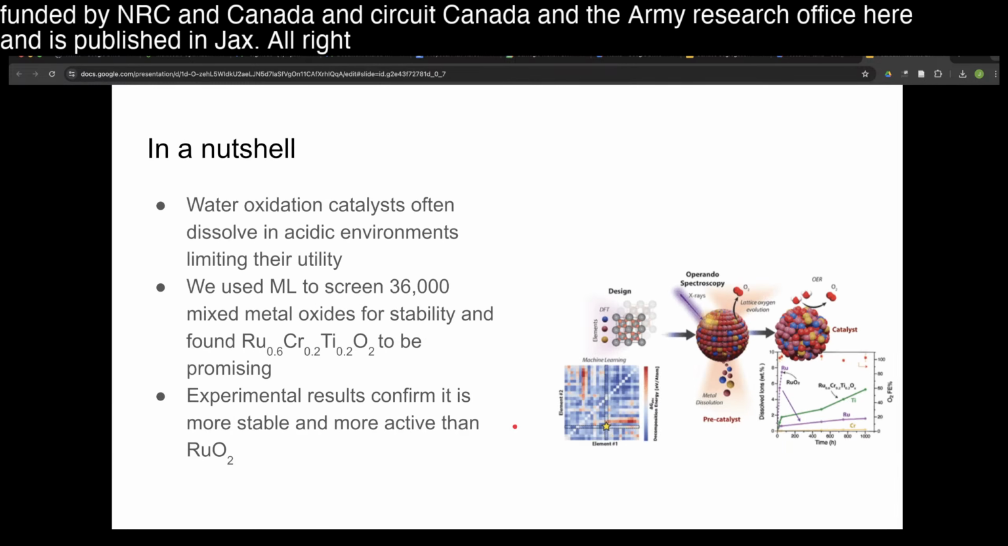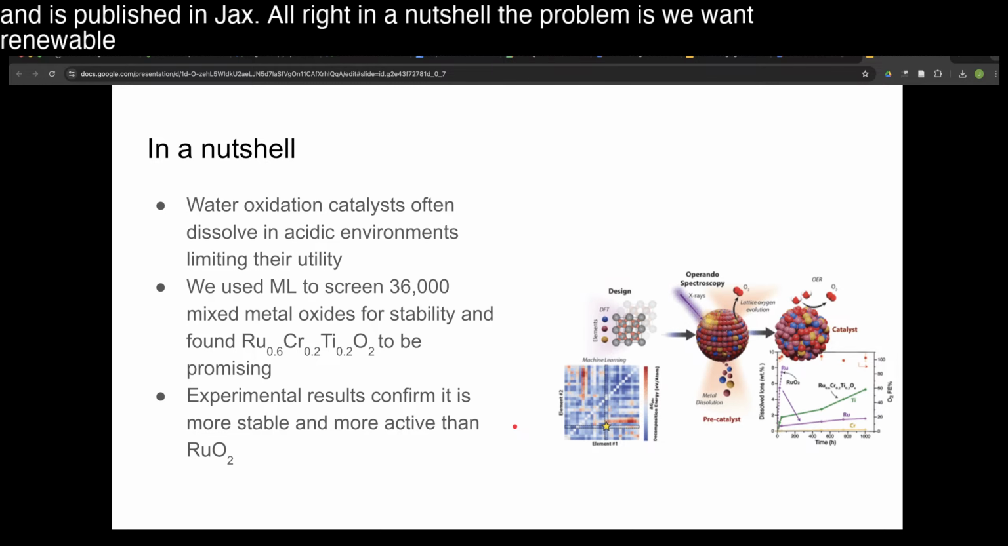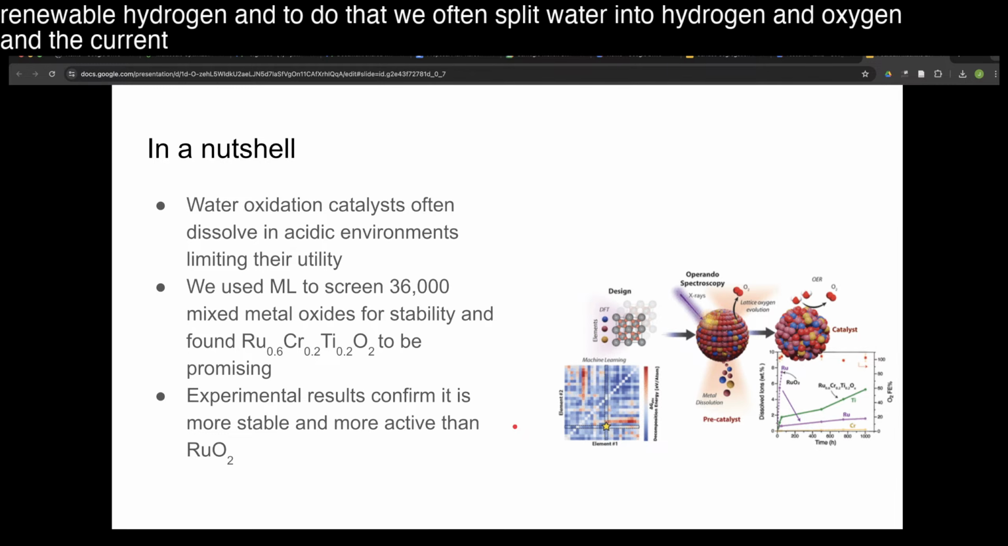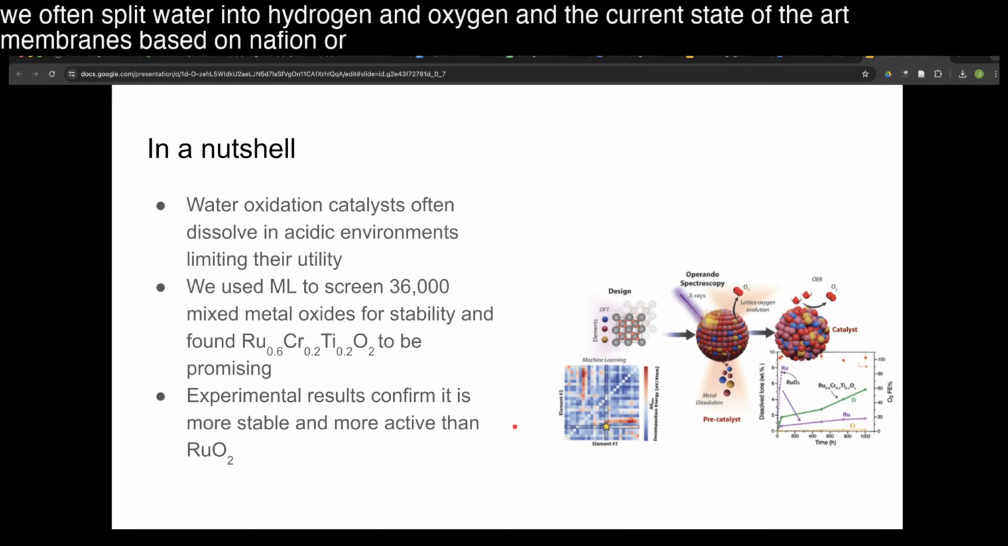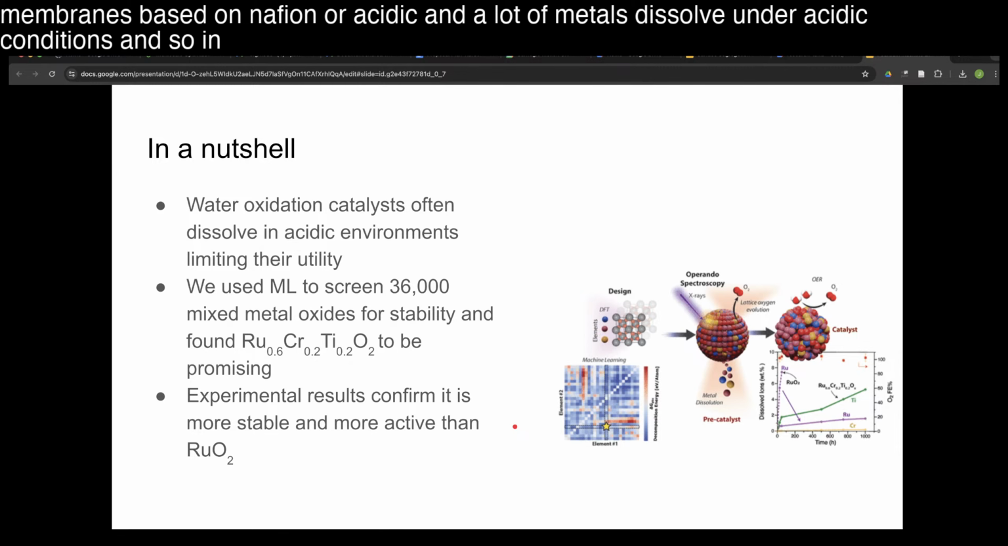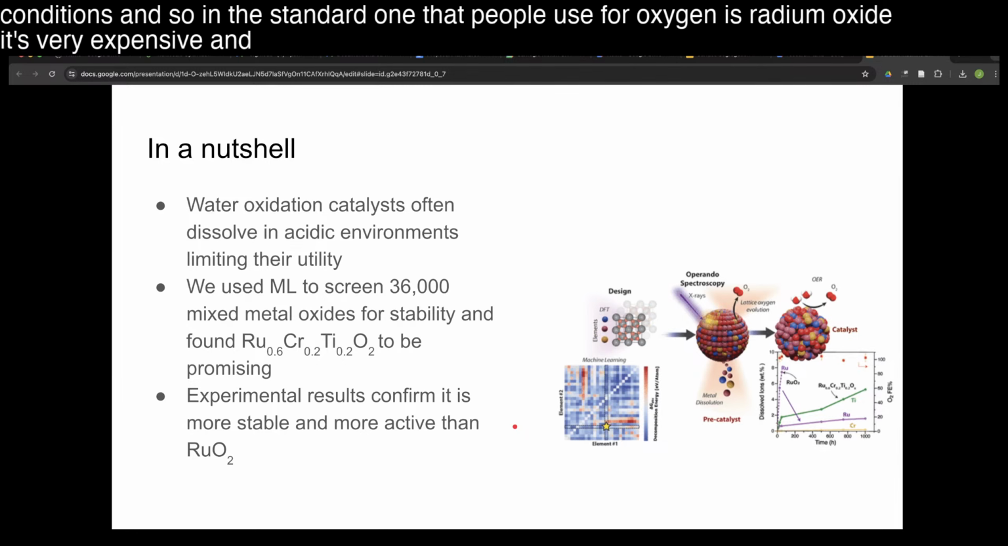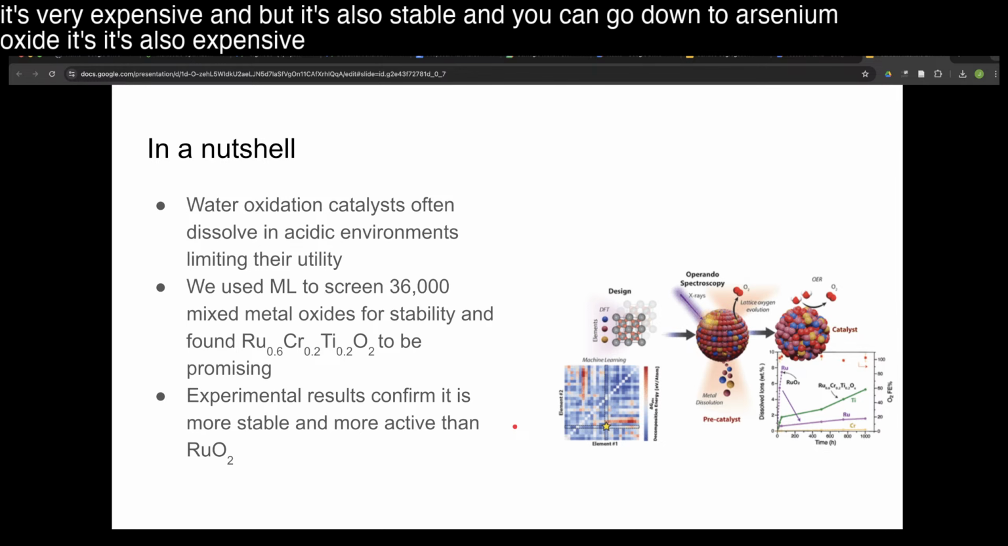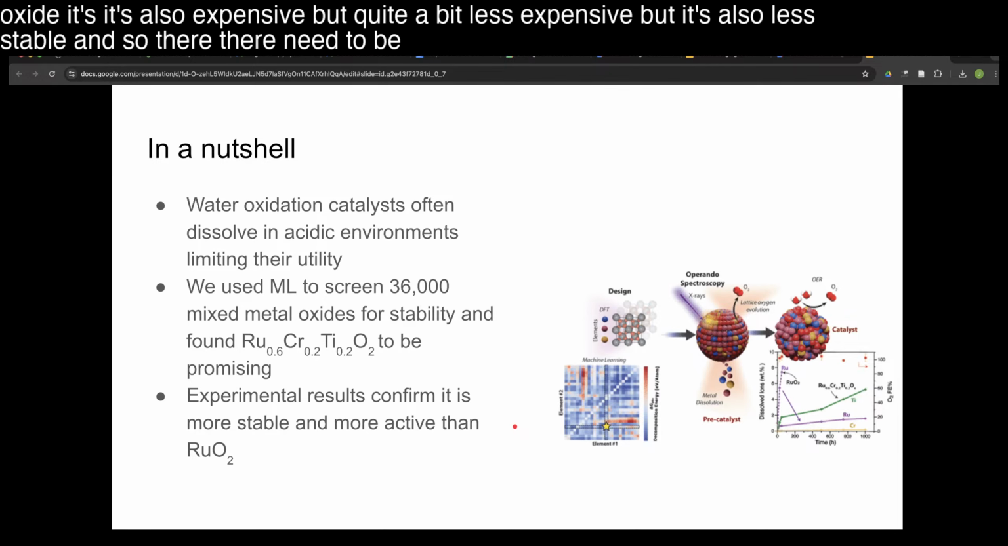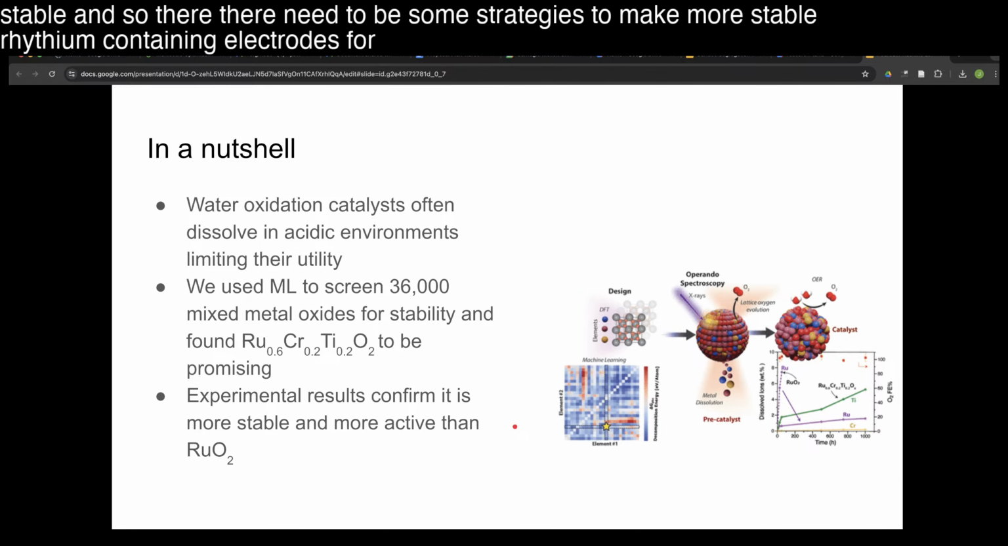All right, in a nutshell, the problem is we want renewable hydrogen, and to do that we often split water into hydrogen and oxygen, and the current state-of-the-art membranes based on Nafion are acidic, and a lot of metals dissolve under acidic conditions. And so the standard one that people use for oxygen is iridium oxide. It's very expensive, but it's also stable. And you can go down to ruthenium oxide. It's also expensive, but quite a bit less expensive, but it's also less stable. And so there need to be some strategies to make more stable ruthenium-containing electrodes for water splitting to enable hydrogen production at lower cost.